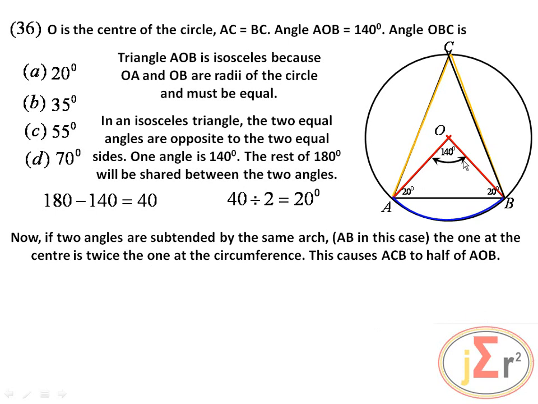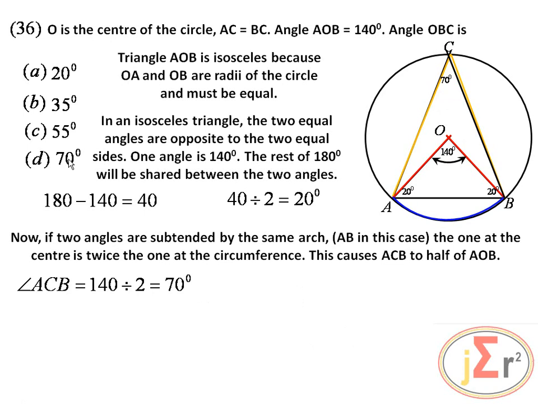Therefore, this one is 140 degrees. What is the size of the other one? The other one will be half the size of this one. The one that we have here is half of it because the one at the center is twice the one at the circumference. So that one is equal to 70 degrees, and we have that answer right there also. 140 divided by 2 is 70, which is the size of the angle that we have right there.